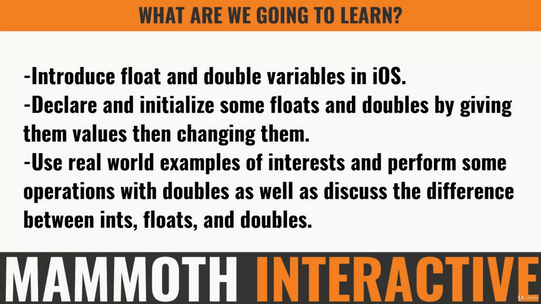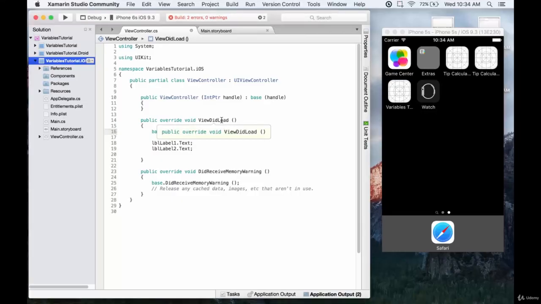In this part of the tutorial, we're going to introduce float and double variables in iOS. We're going to do this by declaring and initializing some floats and doubles, giving them values, as well as changing them later on in the code. We'll use real-world examples of interest and perform some operations with doubles, as well as discuss the difference between ints, floats, and doubles. So this part of the tutorial is going to deal with floats and doubles.